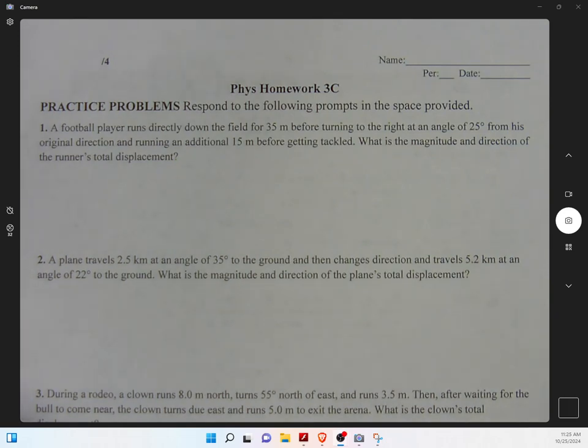So number one, a football player runs directly down the field for 35 meters before turning to the right at an angle of 25 degrees from his original direction and running an additional 15 meters before getting tackled. What is the magnitude and direction of the runner's displacement?